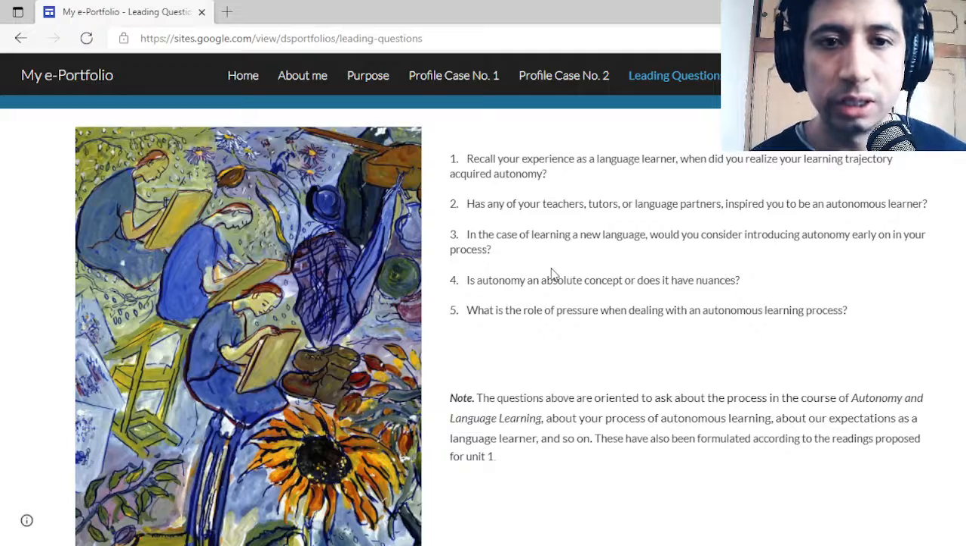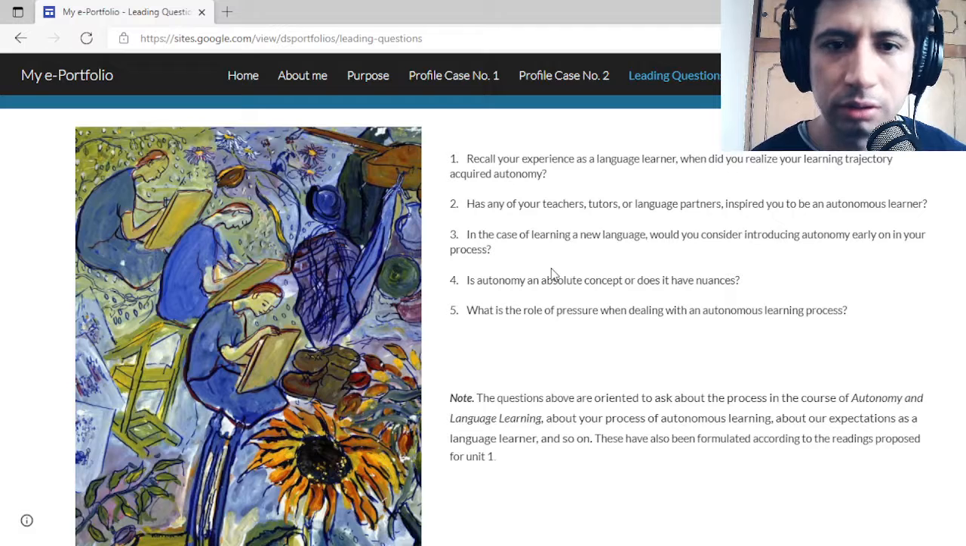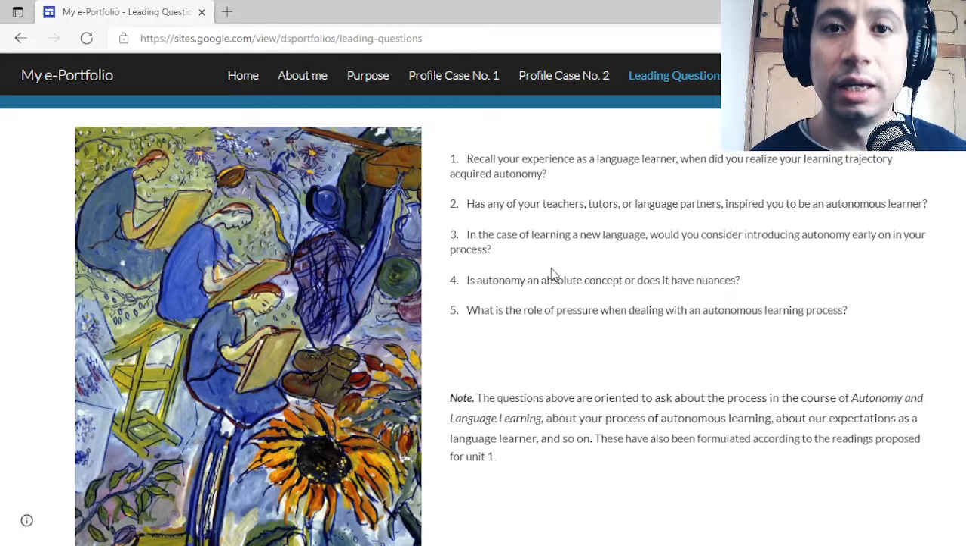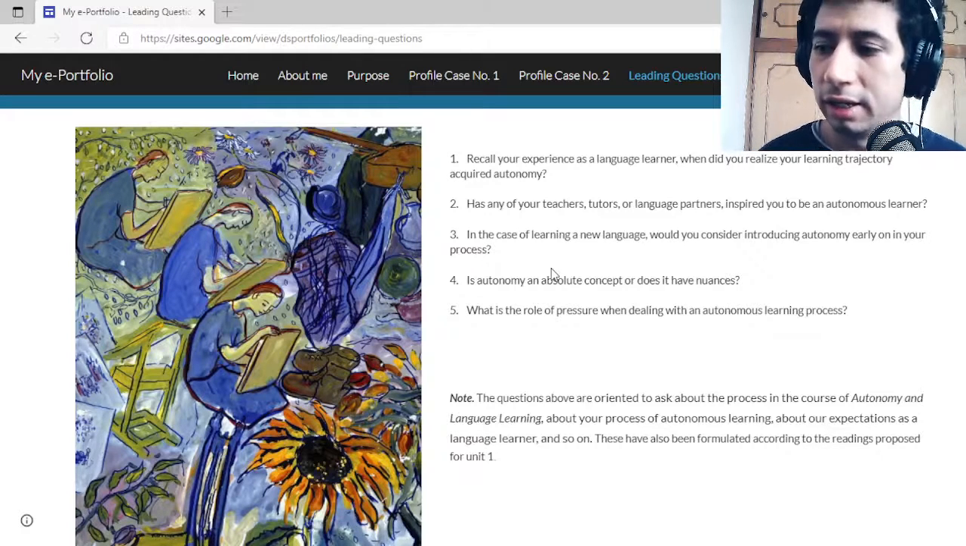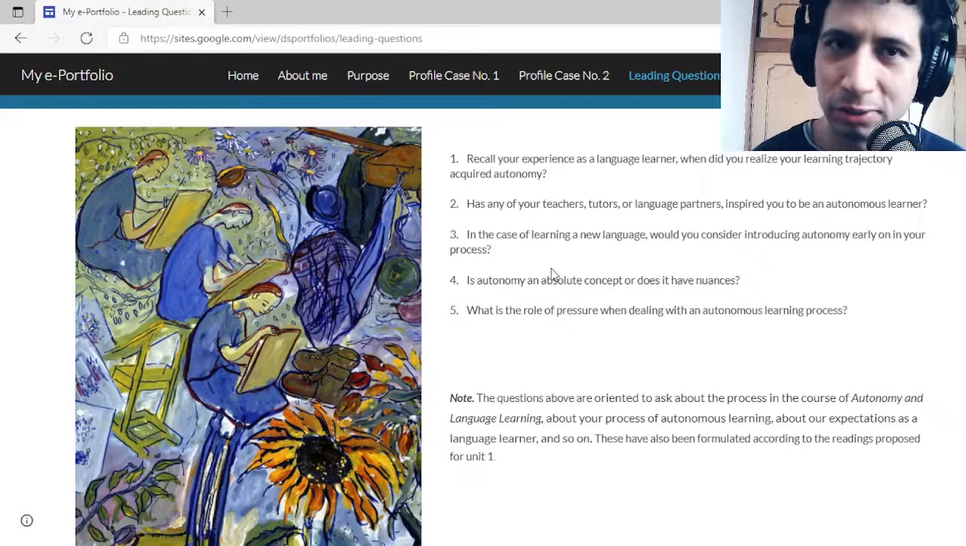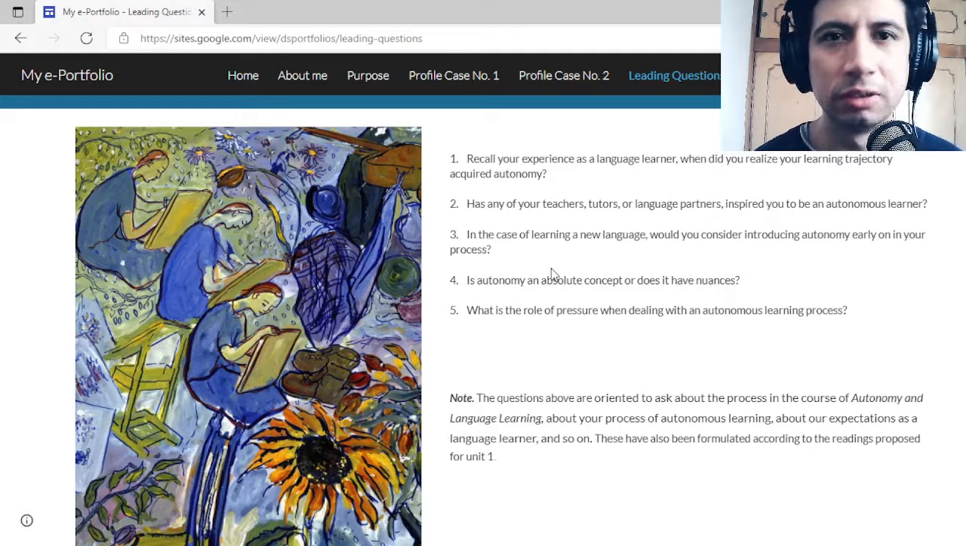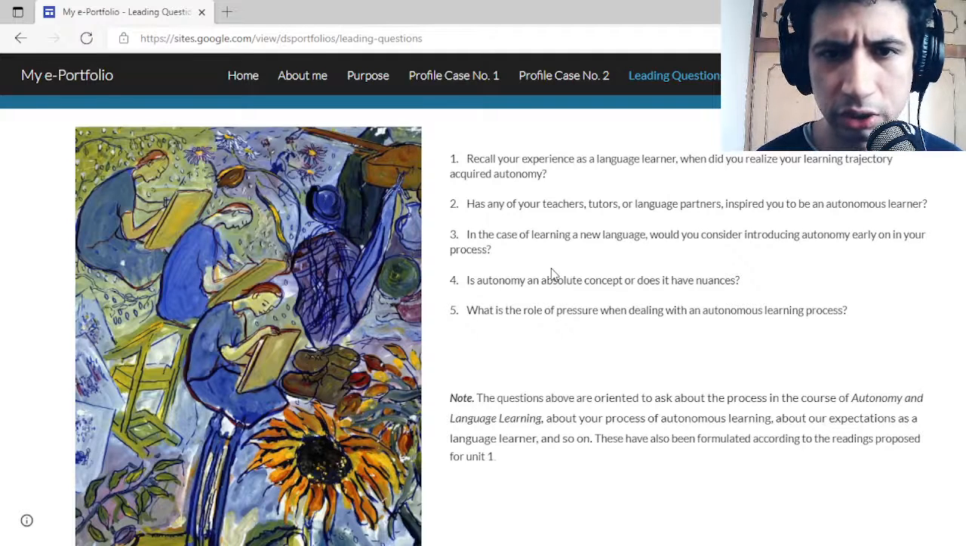And the first question is, when did you realize you were an autonomous learner? The second one is, did any of your teachers inspire you to do so? And the third one is, in the case of learning languages, do you consider applying autonomy early on in your process or later on when you're more experienced? The fourth one is, is autonomy absolute? Can you ever be an absolute autonomous learner, or is there something to consider about that? And finally, what is the role of pressure when dealing with autonomous learning processes?